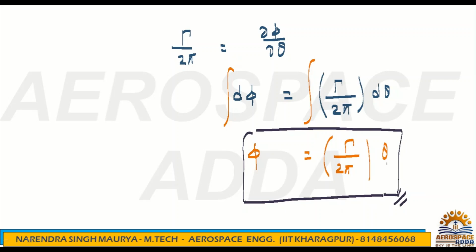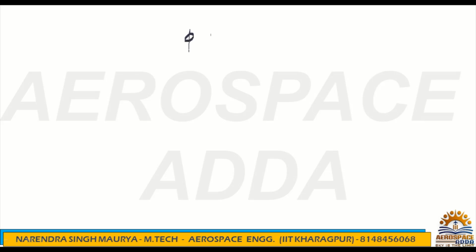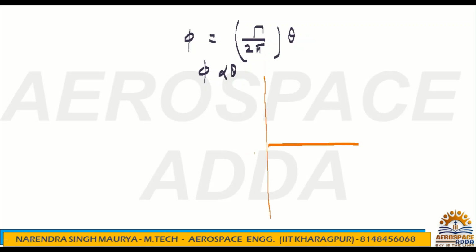Now my point is, if you want to draw the pattern of the potential function, yes, you can draw. How? Because phi is nothing but circulation upon 2 pi, which is a constant, times theta, meaning phi is directly proportional to theta. If you change the value of theta, you will have a different value of phi. See, this is the different value of phi, because we have a different value of theta.